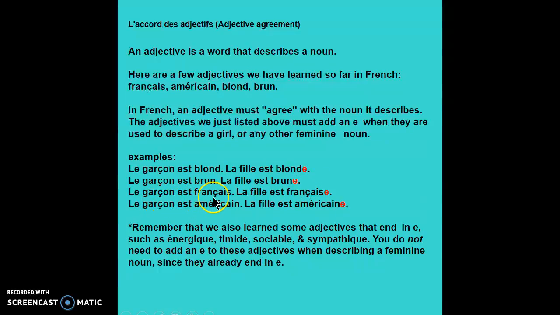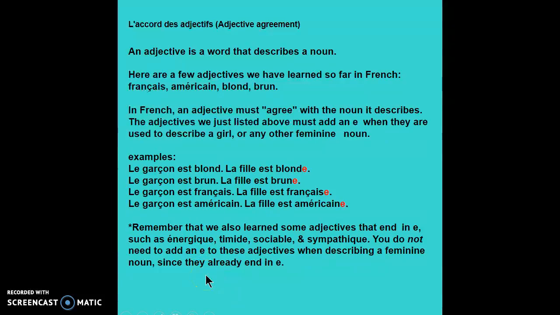Le garçon est français. The boy is French. La fille est française. So hear how that E makes my S have more of a Z sound. Française. Whereas here it's silent. Français. Le garçon est américain. So he's American. La fille est américaine. So remember that we do not need to capitalize the nationalities here, French and American.